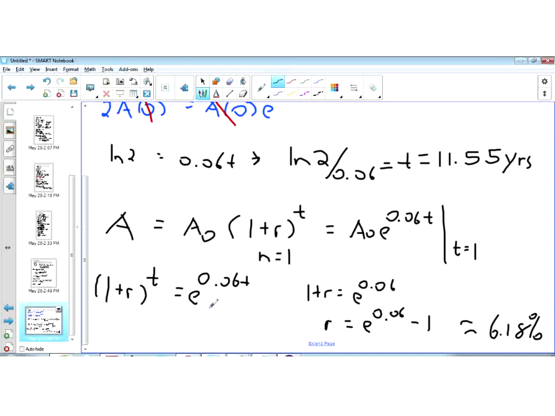So if you had just 1 compounding period, if interest were compounded annually instead of continuously, in order to make the same amount for 1 compounding period, you would have to make 6.18%. So you'd have to earn a higher interest rate for n equals 1 than if n were infinity, basically, is the interpretation of that. All right, so that is it for section 3.8.